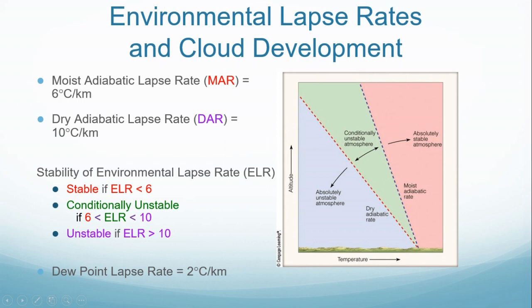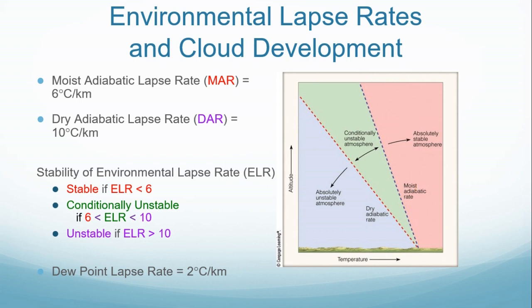Now we can tell the stability of our atmosphere. If the environmental lapse rate, how quickly the atmosphere itself cools with altitude, is some number less than 6, then you are looking at an environmental lapse rate like the one I'm drawing right here. You have a completely stable atmosphere. No matter what happens, your atmosphere is warmer, the parcel is colder, the parcel will sink back down to the surface of the Earth.